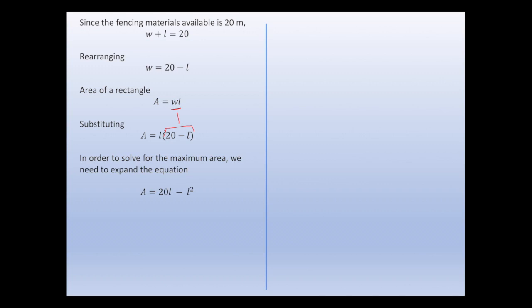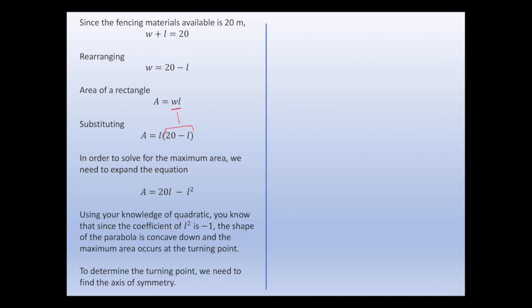Now, in order to solve for the maximum area, we need to expand the equation. Using your knowledge of quadratics, since the coefficient of L squared is minus 1, the shape of the parabola is concave down and the maximum area occurs at the turning point. To determine the turning point, we need to find the axis of symmetry. We could solve the quadratic equation 0 equals 20L minus L squared.